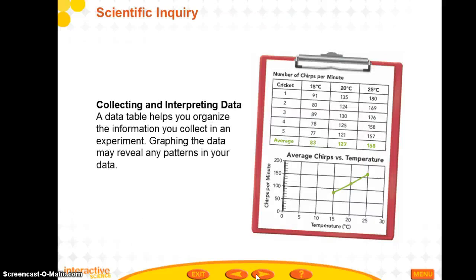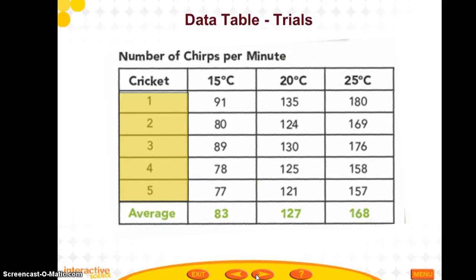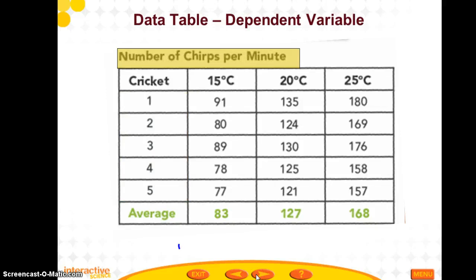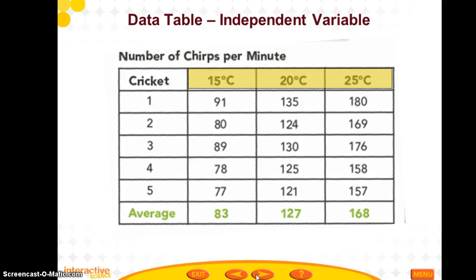After you've conducted the experiment, you're then able to collect and interpret your data. This is always done with a data table, which gives you a clear picture of your information. Notice along the left side we have our trials. Along the top where a title would be, you have your dependent variable. Along that top box where you're actually putting information, your independent variable is going to be listed across the top.